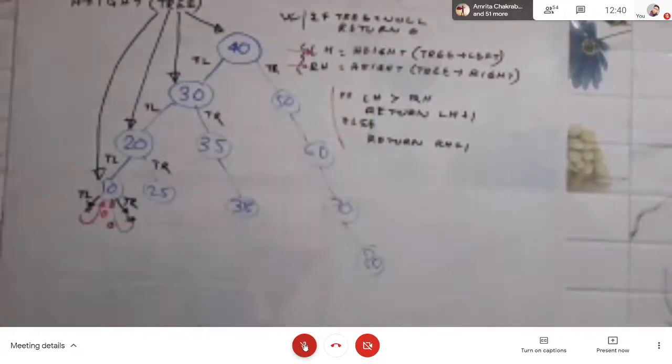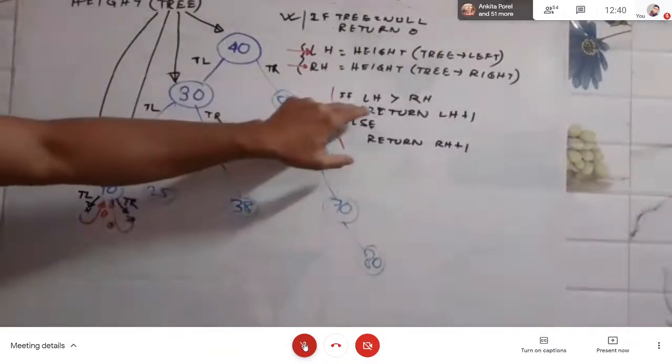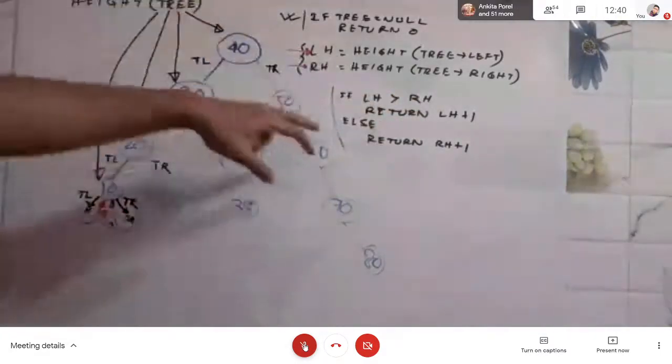Then it will go to this comparison part. So now it is comparing whether the left side is greater than the right side. No, because they are now equal. 0 is equal to 0. So if LH is greater than RH, no. Then it will go to the else part.